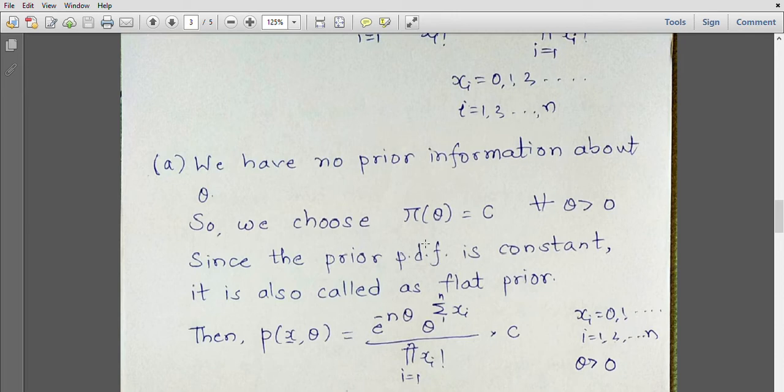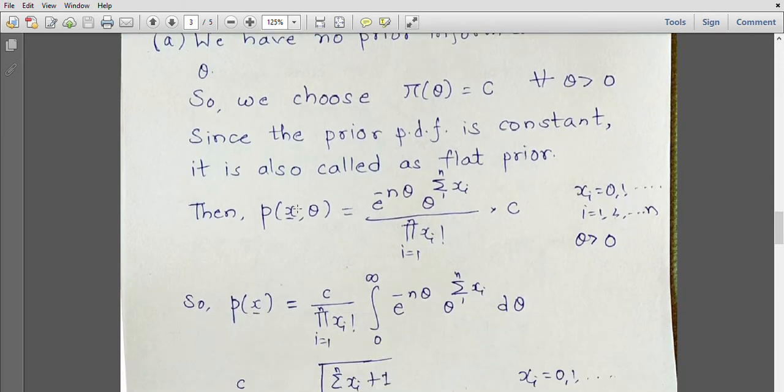So why does it happen? How does it happen? Let us learn through this example. Since the prior PDF is a constant, it is also called a flat prior. So why flat? Because if you plot this, the prior PDF will look like a flat PDF, and so we call it a flat prior.